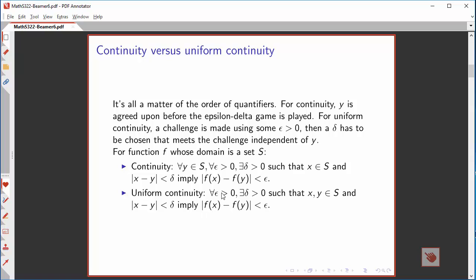First, I challenge you with an epsilon. I say, I want the function values at two nearby points to be within 1/1000th of one another. You respond with a one-size-fits-all delta. You say, for example, fine, make x and y be within 1/1,000,000th of one another, and we're fine. And how do we test whether you've won or not? For every x and y in the domain, with the property that x and y differ by less than delta, we have to have the difference between f of x and f of y less in magnitude than epsilon. You've got to look at some examples to see where the difference lies.